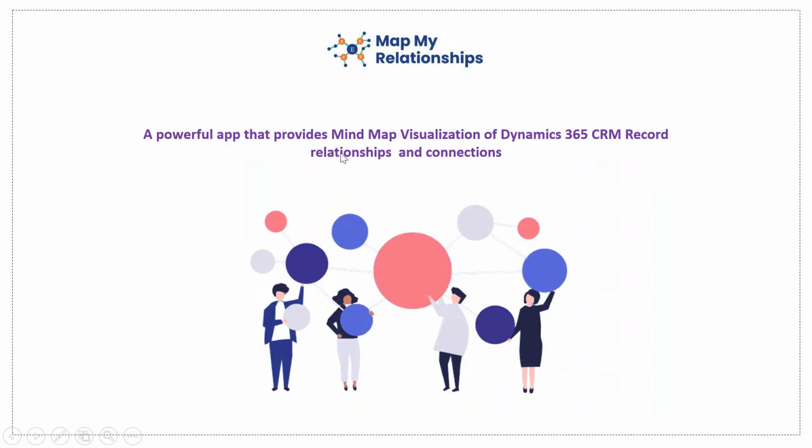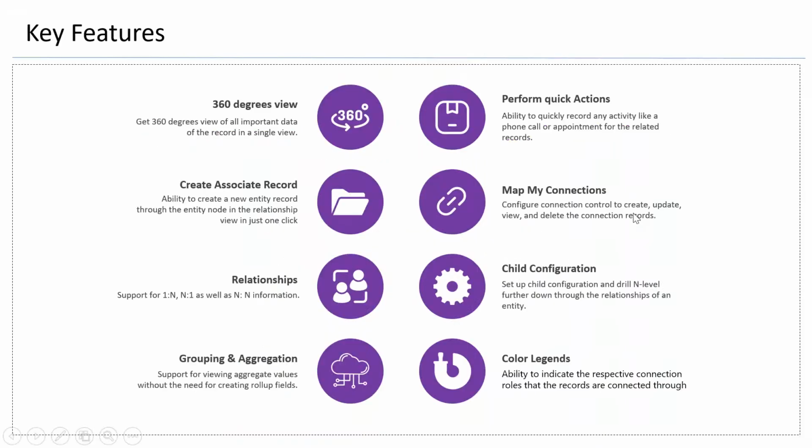So, jumping next, here is another visualization tool offered by us, as I mentioned earlier, that is nothing but Map My Relationships, which is a really powerful app that provides you a mind map visualization of the data along with its numerous relationships and connections present in the CRM system. Similar to Kanban, let's have a quick look through the key features of Map My Relationships.